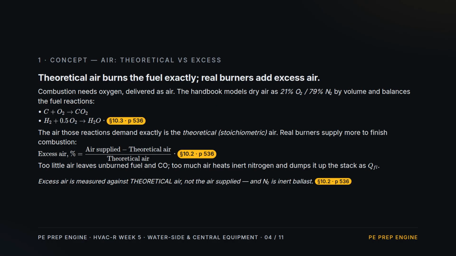Concept 3. Air, theoretical versus excess. Combustion needs oxygen, delivered as air, which the handbook models as 21% oxygen and 79% nitrogen by volume. It balances the reactions. Carbon plus oxygen goes to carbon dioxide, and hydrogen plus half an oxygen goes to water. The air those reactions demand exactly is the theoretical or stoichiometric air. Real burners supply more to finish combustion, and the excess air is the extra, measured against the theoretical air. Too little air leaves unburned fuel and carbon monoxide. Too much just heats inert nitrogen and throws it up the stack.